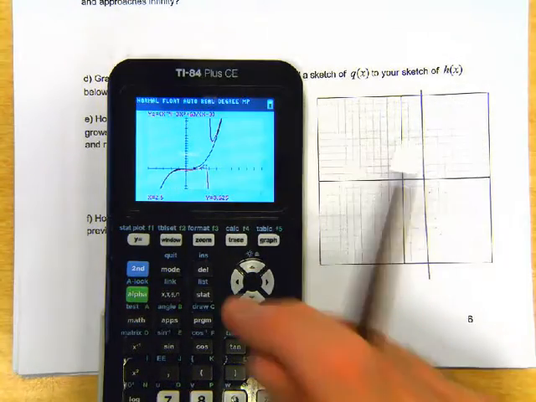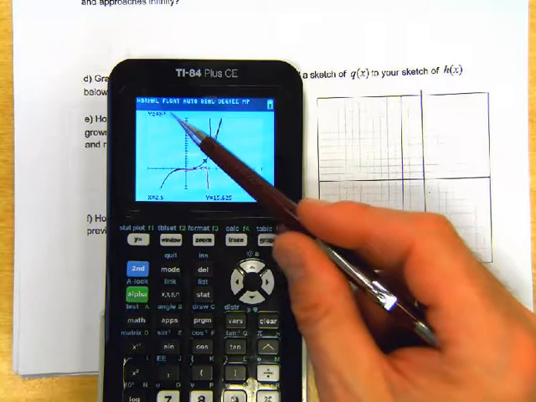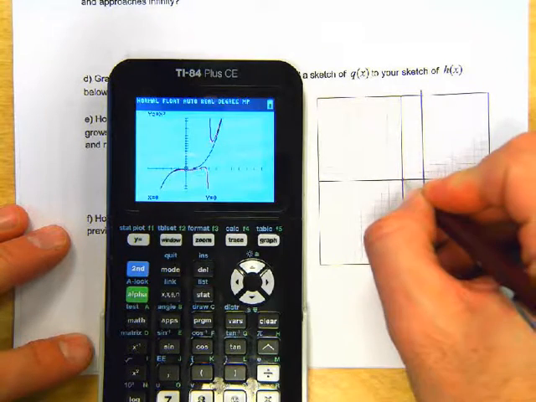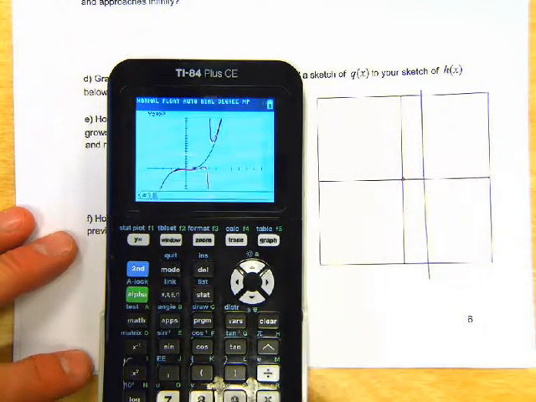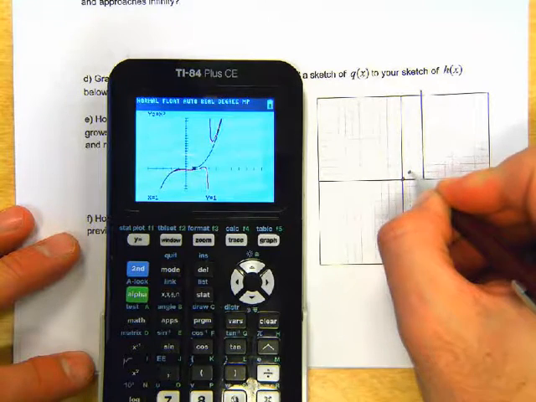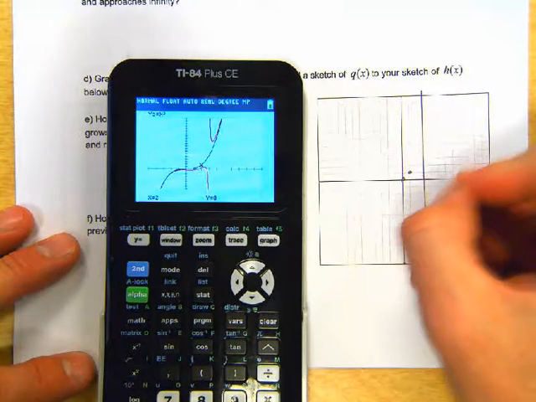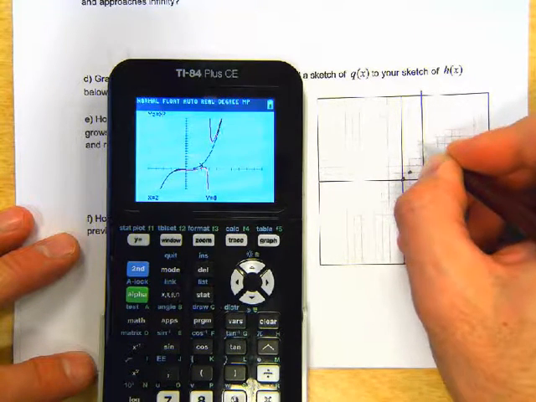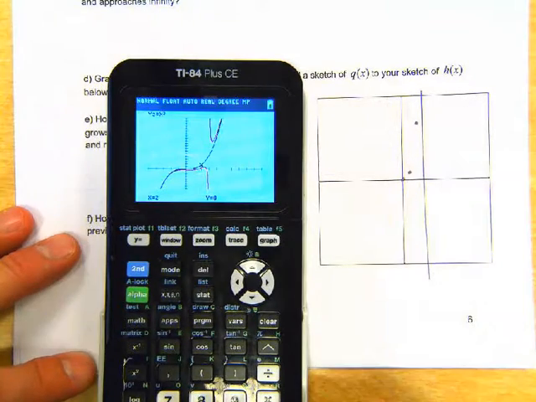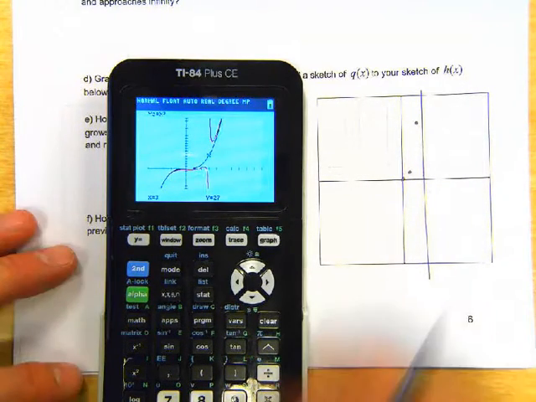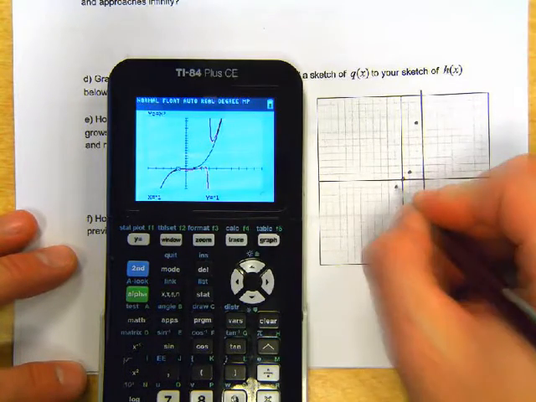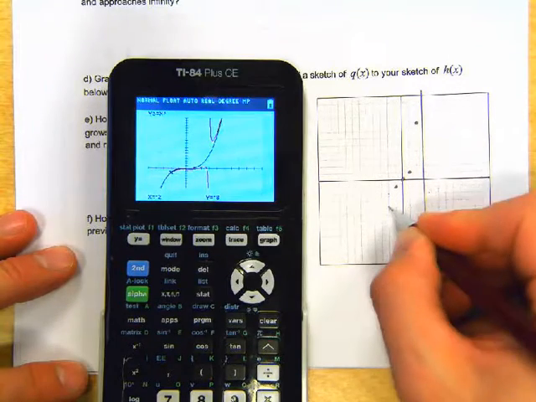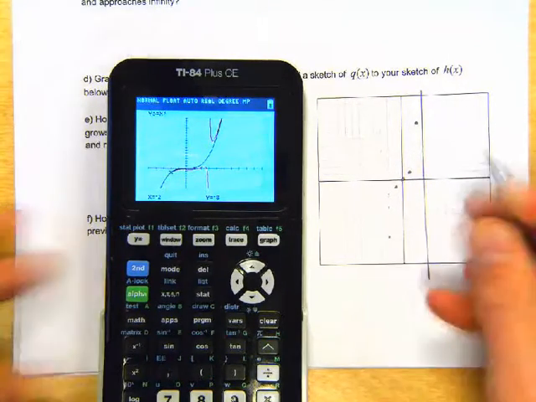I'm going to press the trace button. Right now I'm on the function. I'm going to do the down arrow to get on the asymptote, and I'm just going to plug in some numbers like 0. So the asymptote goes through 0, 0, at 1, 1, and at 2, 8. 3's off the chart. That's a bummer. -1 is -1. -2 is -8.